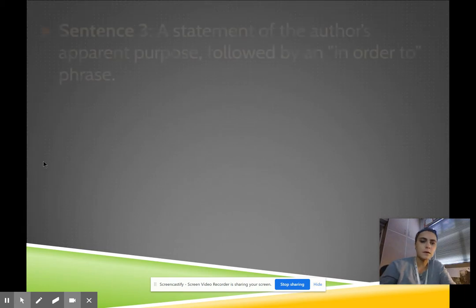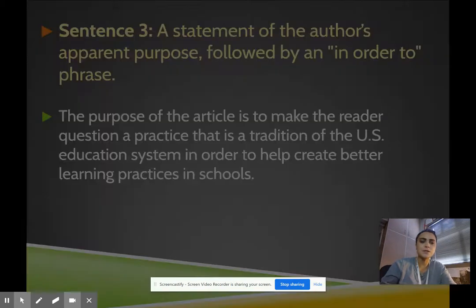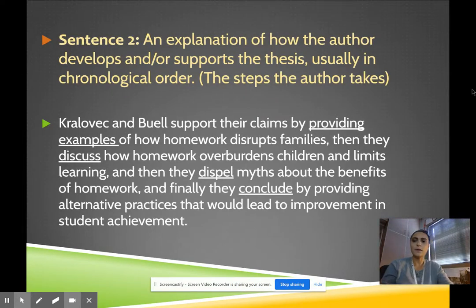One other thing I wanted to mention about sentence 2 is that if you have done your backwards outline, if you've already gone through and mapped out the structure of the text, this becomes really, really easy because all you have to do is decide what are the 4 chunks. Where's the intro? Where's the conclusion? What's the stuff in the middle?